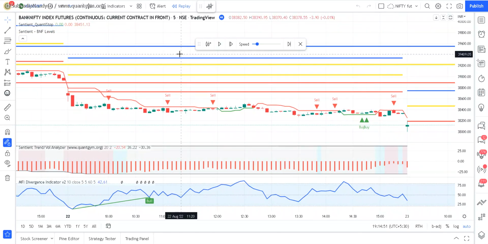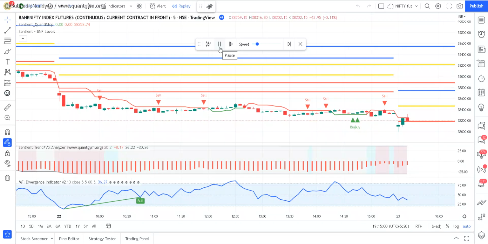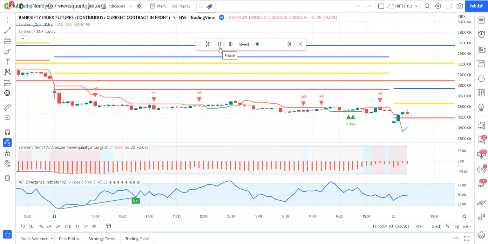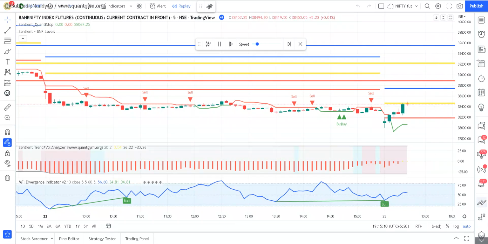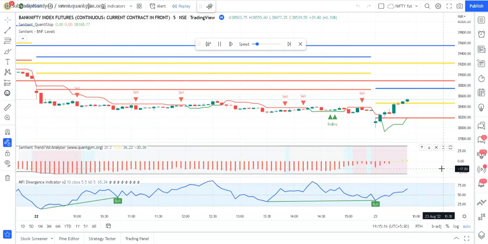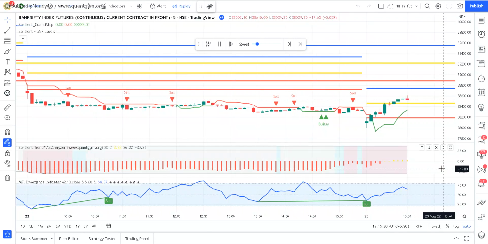Bank Nifty opened with the gap down. That's where we squared off, and let us proceed. Bank Nifty also initially, like Nifty, gave a very sharp up move. What I want you to show on Bank Nifty is a buy trade sometime after 1 o'clock.